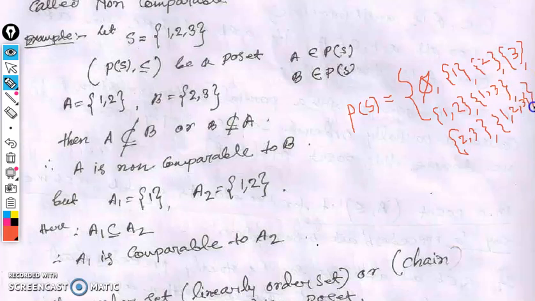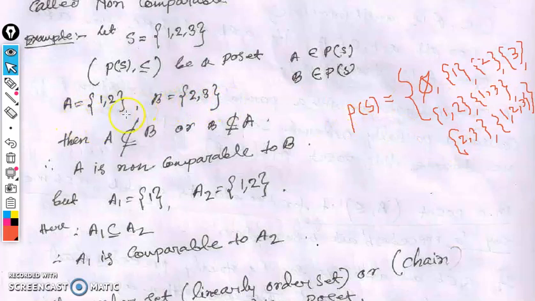So this one is your power set. Clear? If we consider P(S) as the power set of the set S, it represents all the subsets of the set. Then if A is the element {1, 2}, which belongs to P(S), and B is another element {2, 3}, that also belongs to P(S).